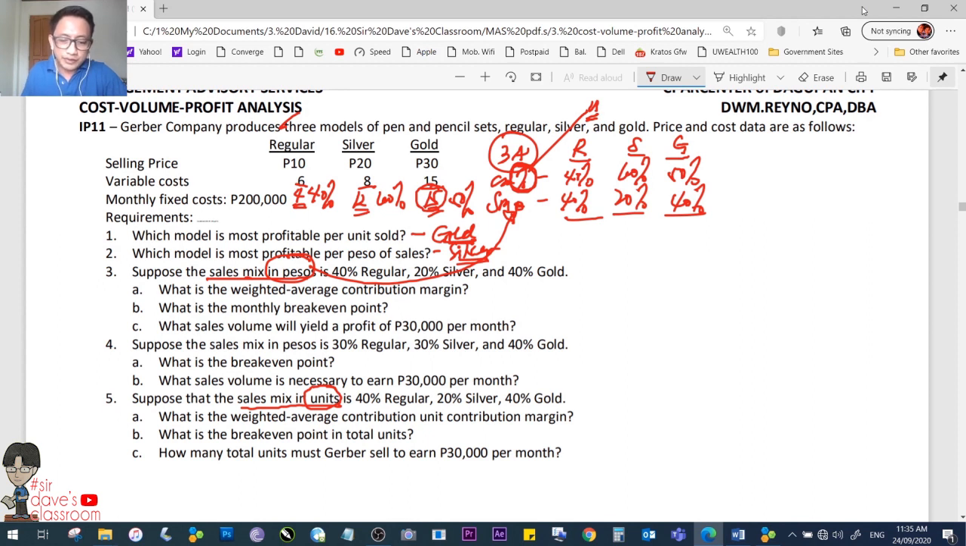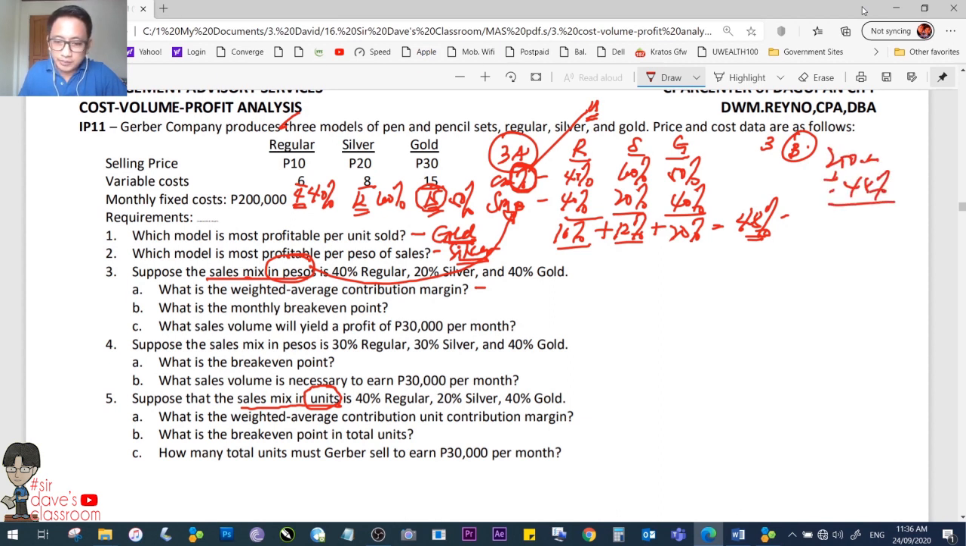So here, 40-40, 16%. Plus, 60-20, 12%. 50-40, 20%. Could you please add? 48% is the response to letter A. Weighted average contribution margin, 48%, right? Number 3, letter B. Tanong, what is the monthly break-even point? O, di-divide mo lang ng 48% yung ating monthly fixed cost, 200,000. Divided by 48%, answer, 416,666 and 2/3. Final answer.